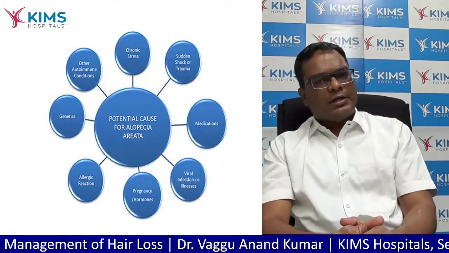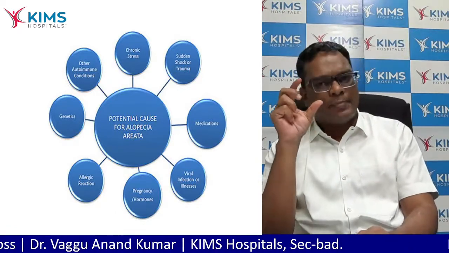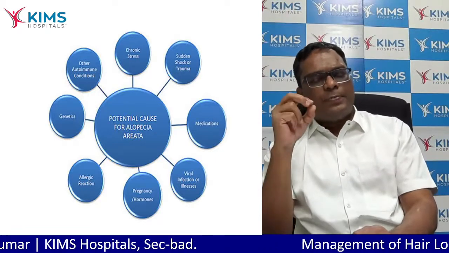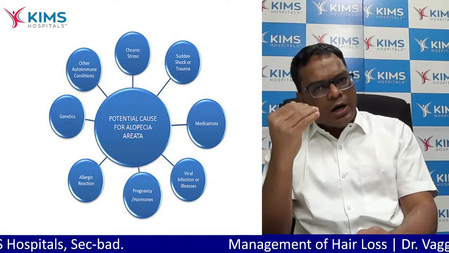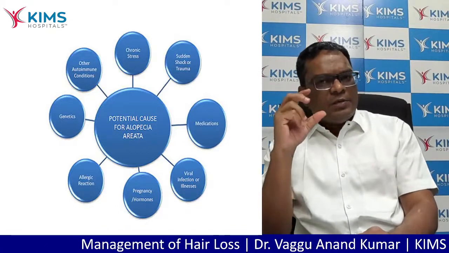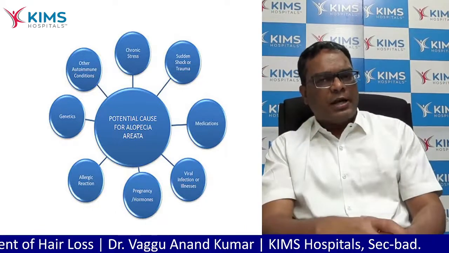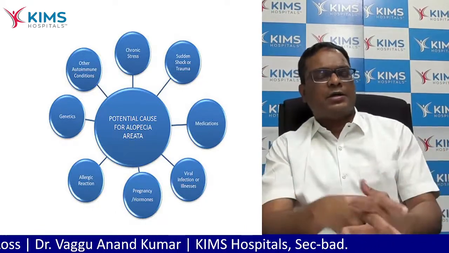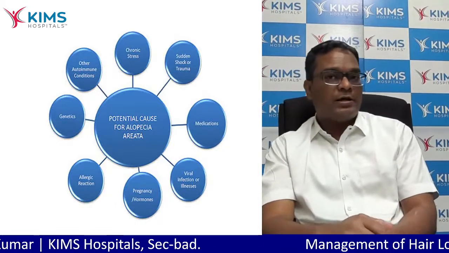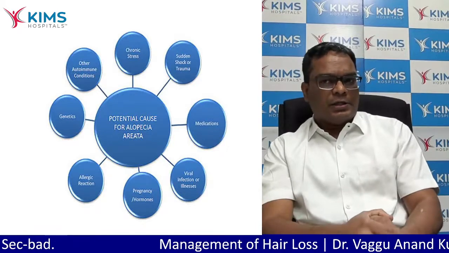Initially, in children or adults, they will develop a patch of bald skin about the size of a 1 rupee coin. Some people develop it overnight. These patches sometimes resolve on their own. Some people may develop a number of patches, which then increase in size, and sometimes they may develop over the eyebrows and eyelashes also. This is called alopecia areata.